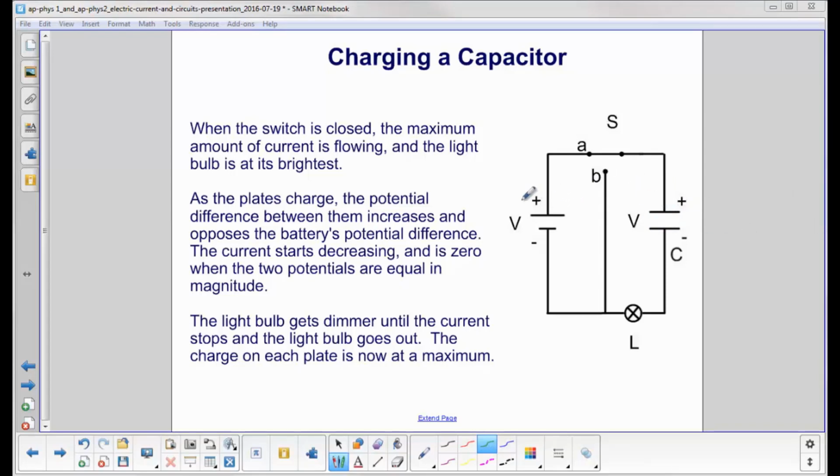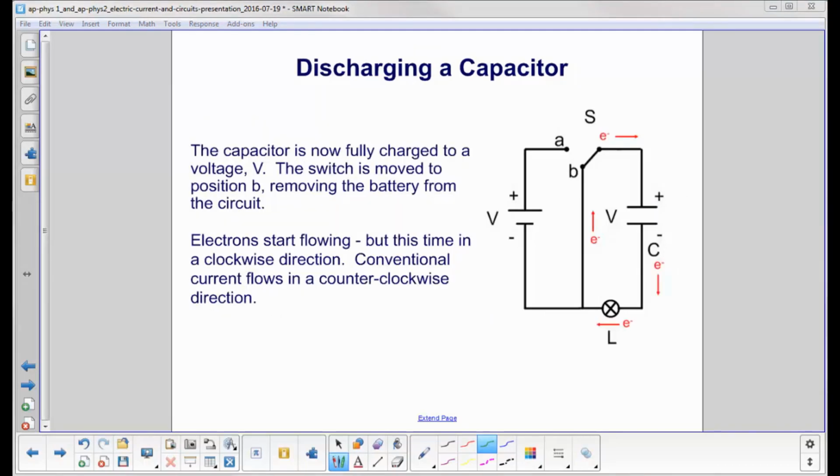A way to look at that, this will generate a current going in this direction. The capacitor would generate an opposing current. Therefore, the net current in the circuit starts decreasing and will eventually be zero when the magnitude of the two potentials here are the same. Therefore, the light bulb will get dimmer and dimmer until the current stops and the light bulb goes out. The charge on each one of these plates now is at its maximum. We now have a fully charged capacitor, and it is charged to a potential that equals the potential of the battery, but in the opposite direction.